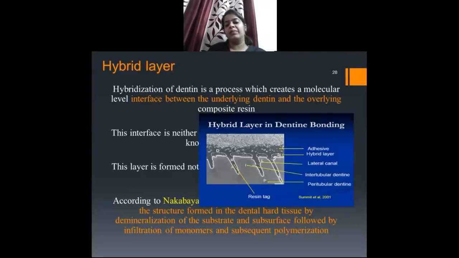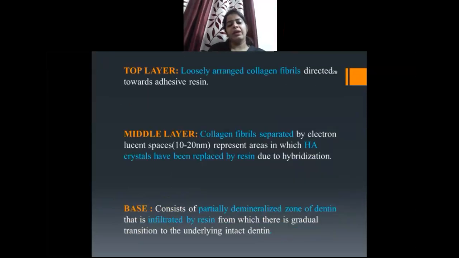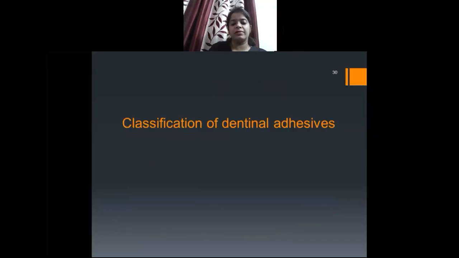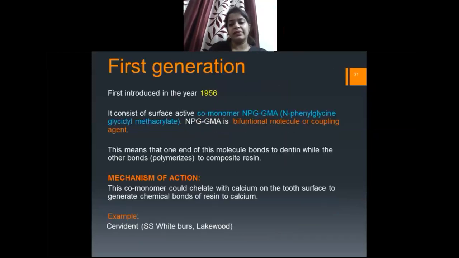This is the image of the hybrid layer in the dentin bonding agent. You can see an adhesive layer, a hybrid layer, the lateral canals, and the intertubular and peritubular dentin. The topmost layer of the hybrid layer consists of loosely arranged collagen fibrils. The middle layer consists of collagen fibrils separated by an electrolucent space, representing an area in which hydroxyapatite crystals have been replaced by resin due to hybridization, and the base consists of a partially demineralized zone of dentin that is infiltrated by resins.